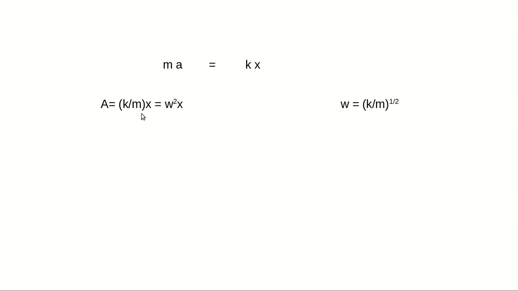If we relate this with the frequency, this is nothing but omega square x. So omega is a resonating frequency, or we can just say frequency here. So from this we can say that omega is nothing but under root k by m, or (k by m) raised to 1/2. So this is nothing but omega.